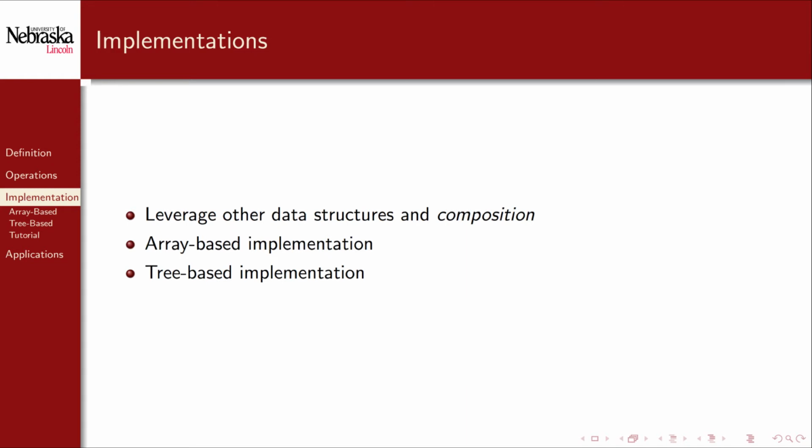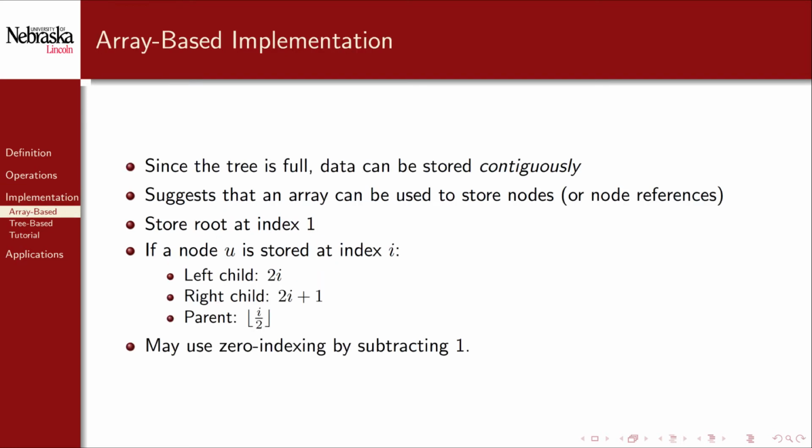We could implement a heap using a binary tree and binary tree nodes. However, the simpler implementation is to use an array. Since the binary tree in a heap is full, all of its data can be stored contiguously. This suggests that we can use a traditional array or array-based list to store our nodes and node references. The way that this works is that we store the root at index 1.